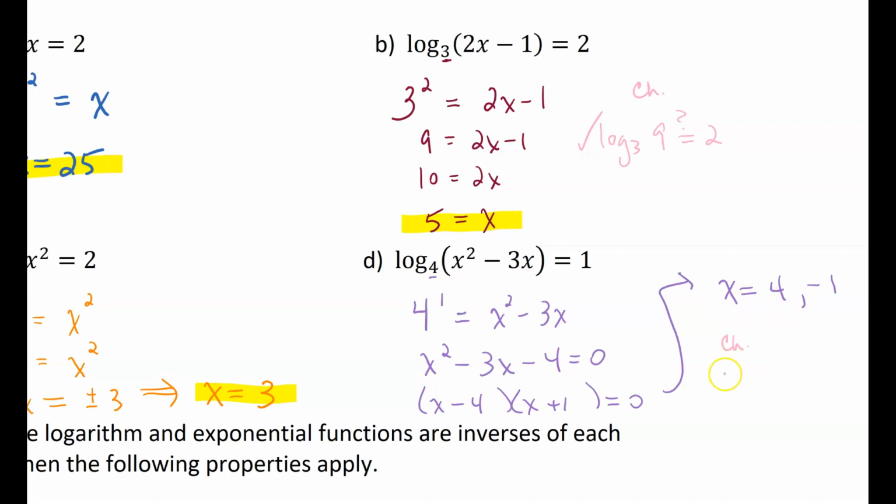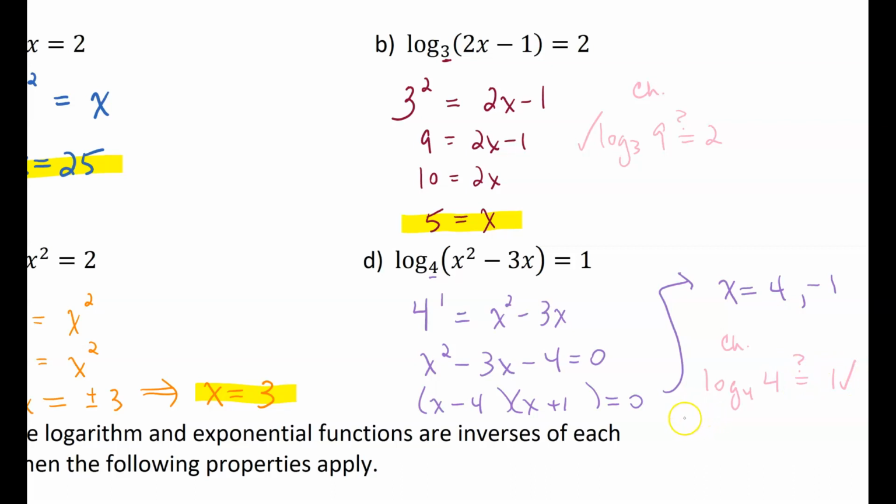So if we plug in 4, we're going to get log base 4 of 4 squared, which is 16, minus 4 times 3, which is 12. That would be 4. And is that indeed equal to 1? That is. So that one checks.